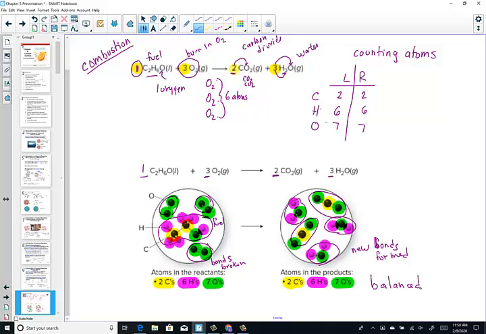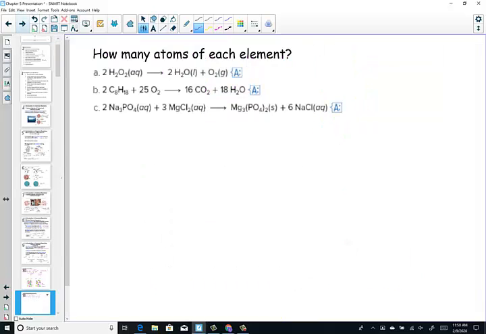So coefficients allow us to obey the law of conservation of mass. We count individual atoms to make sure that there's the same number of each element on both sides. Coefficients tell us how many molecules we have of each reactant and each product. It's time for you to practice. Turn off the video for a moment and just count how many atoms of each element in these balanced equations, and then come back to me when ready to check.